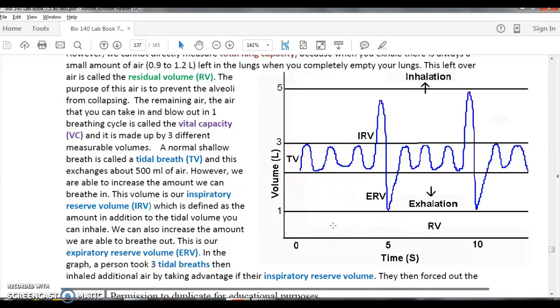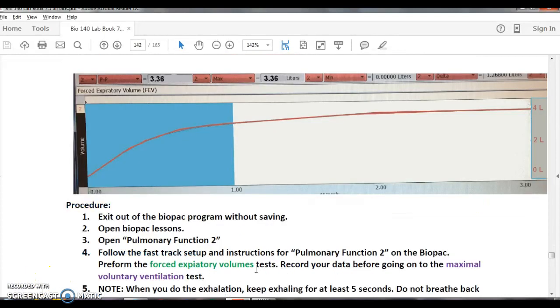Now, let's say I am swimming, I am doing something very energetic. I am going to take a big breath in, I'm then going to force it all out. This combination of the tidal volume, inspiratory reserve, and expiratory reserve is known as the vital capacity. So I can make a second kind of graph that measures the vital capacity over a set amount of time.